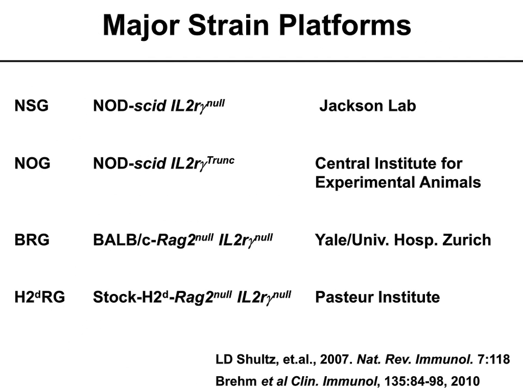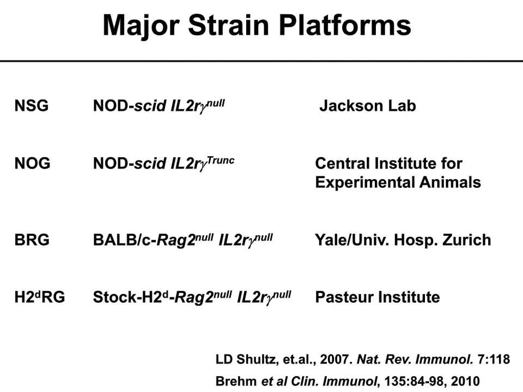There is also the BALB/c RAG2 knockout gamma chain deficient mouse, which we refer to as the BRG, which is often used at Yale and Zurich. And there's an outbred H2D background mouse with the RAG and gamma chain mutations, which is often used at the Pasteur Institute in France. All of these animal strains will engraft with human cells and tissues, and you can generate human immune systems in these mice. But in our experience, we've had the best success in mice on the NOD background with either the SCID or the RAG mutation.